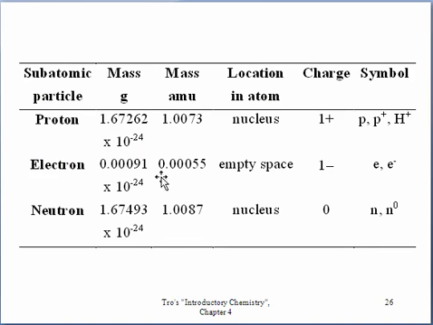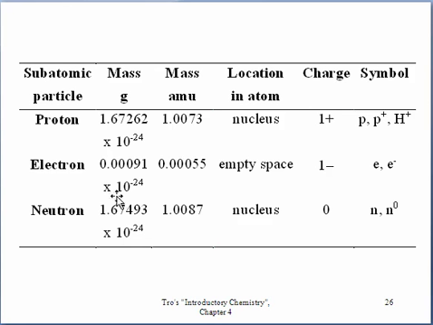So let's take a look at what we know now about the proton, electron, and neutron. Here are the masses in grams, and you can see it's a little unwieldy, 10 to the -24 grams. It's a lot easier to talk about the mass of protons in terms of AMU, 1.0073 AMU for a proton. Protons are always found in the nucleus. They always have a +1 charge, and here are some symbols that are used to represent protons.